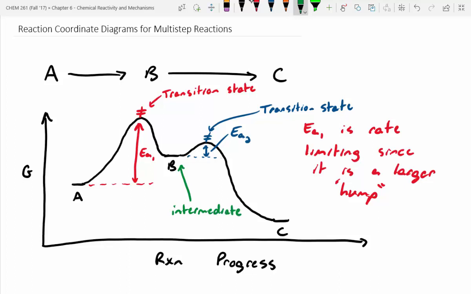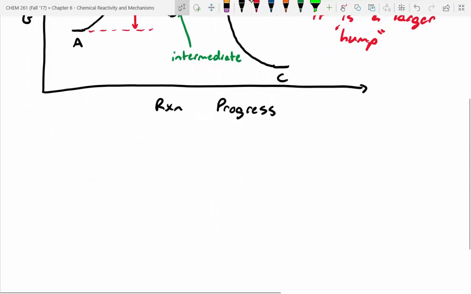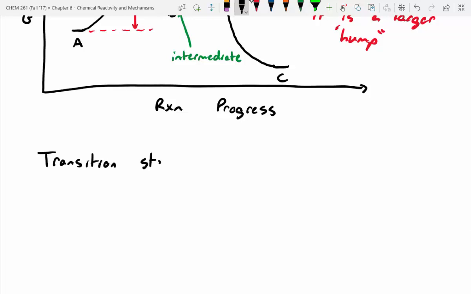So let's think about this. Can you isolate an intermediate? Potentially. It's in its own little well there, so we could isolate it. Could you isolate a transition state? No, it's too energetically unstable. It wants to immediately go down back to B or A. It's not happy at the top of one of those hills. So let's make a note of that. So transition states cannot be isolated.